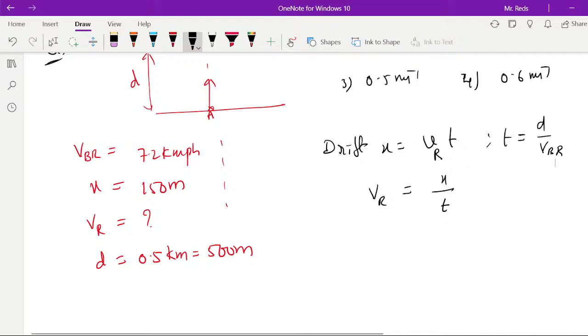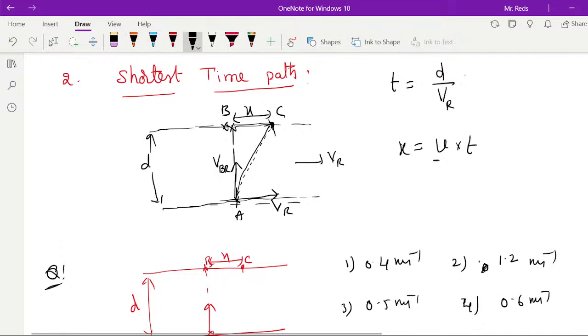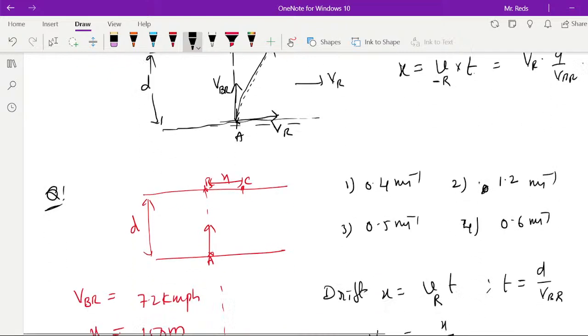Here I can make one small correction. We have taken t is equal to distance by velocity of boat with respect to river. Time taken to cross in the shortest time path is nothing but the distance traveled, which is the width, by velocity of boat with respect to river. And to travel this drift, you have to take the velocity of the current, that is the river current, into the time. This time will be this, so you can also write it as vr into d by vbr. The same formula I can make use of here.